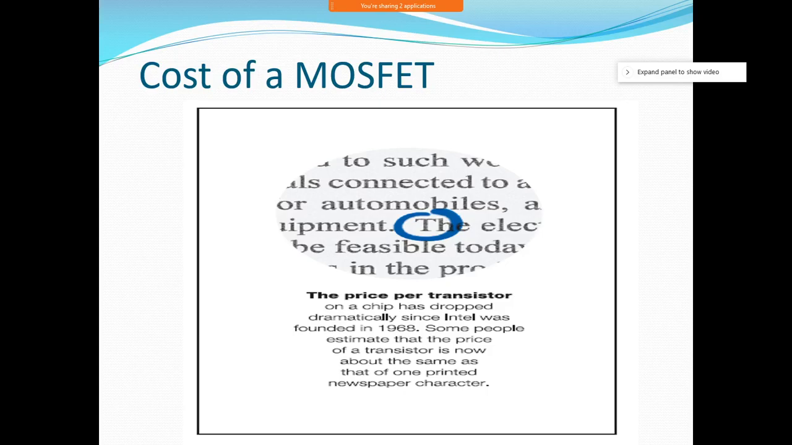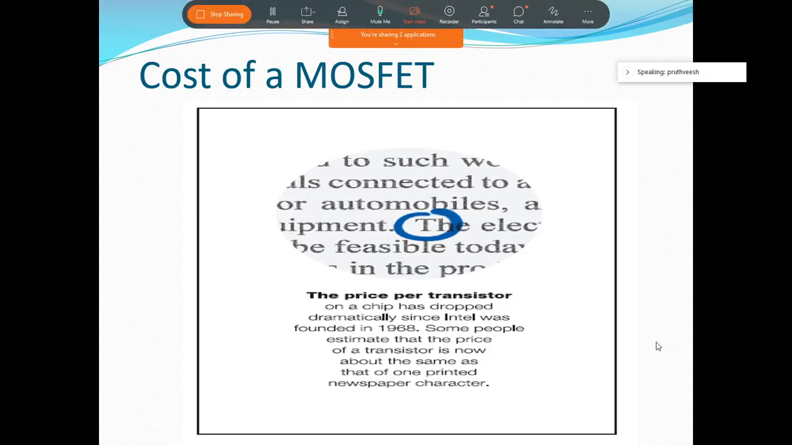Can you just read this bottom one, Prithvish? The price per transistor on a chip has dropped dramatically since Intel was founded in 1968. Some people estimate that the price of a transistor is now about the same as that of one printed newspaper character. What does it mean?